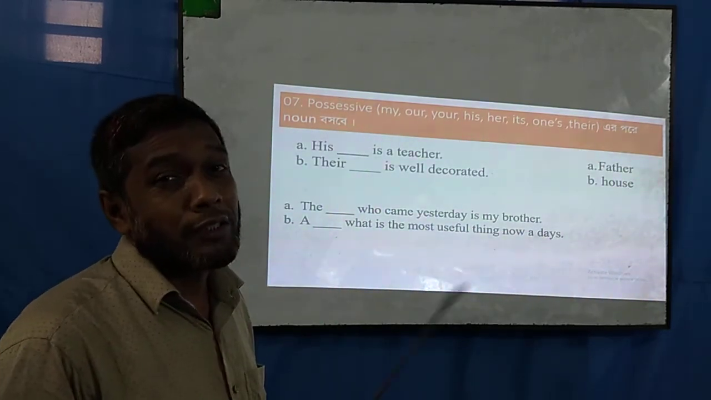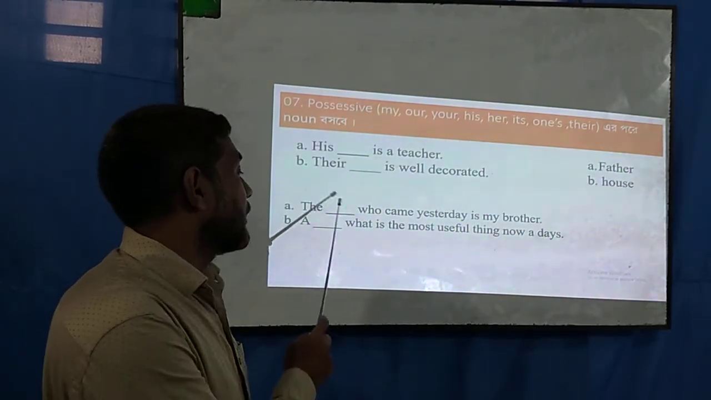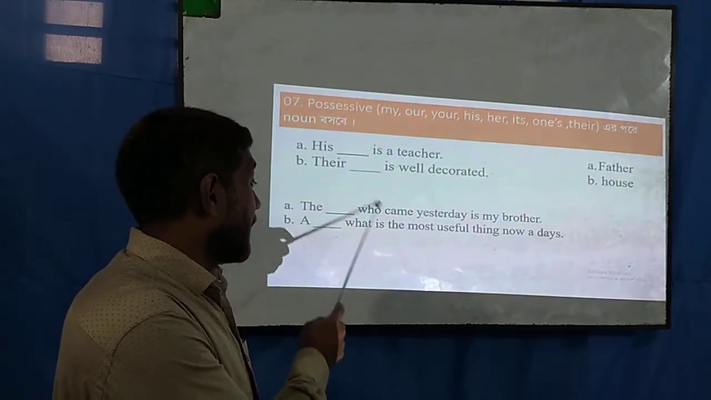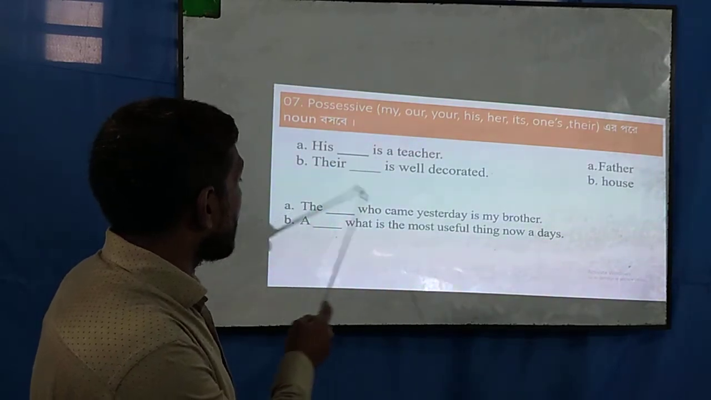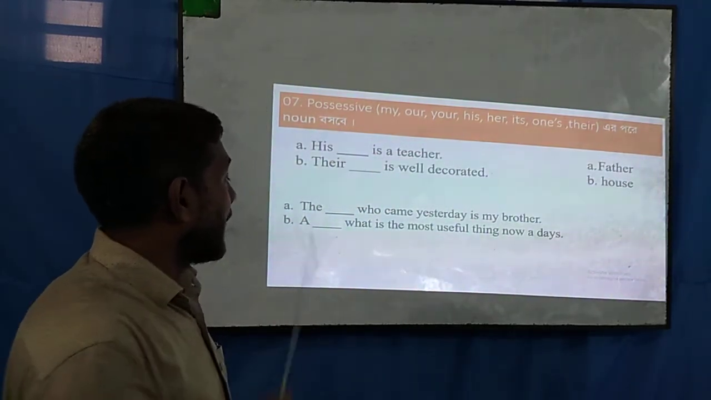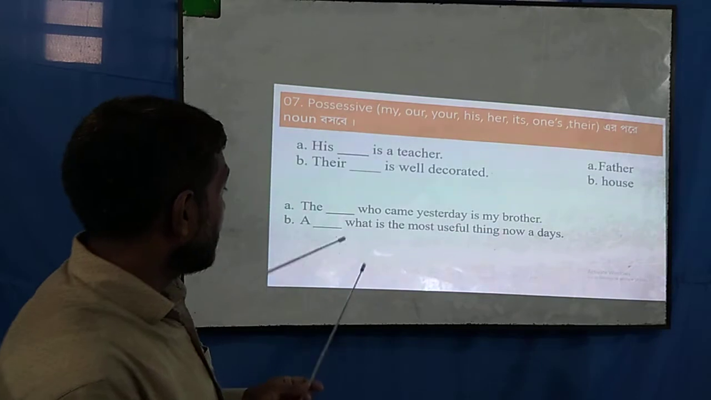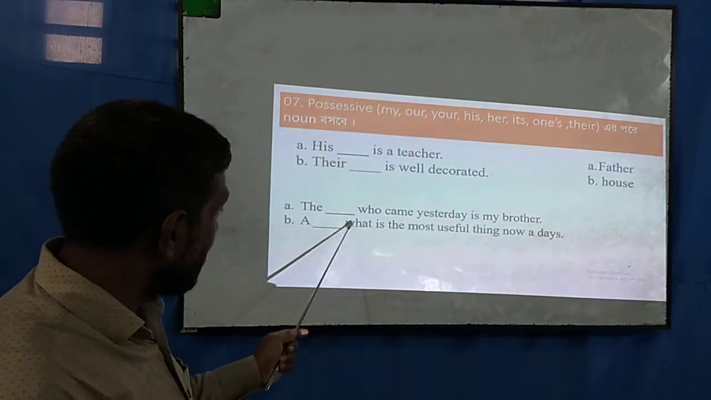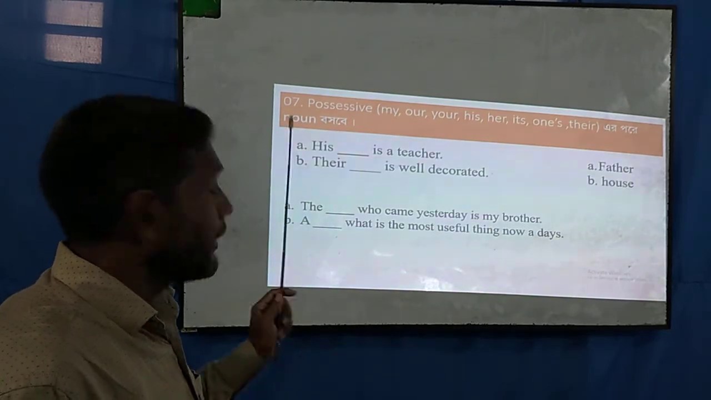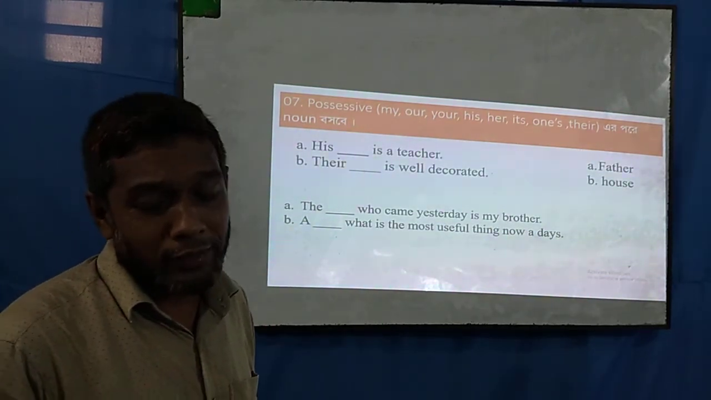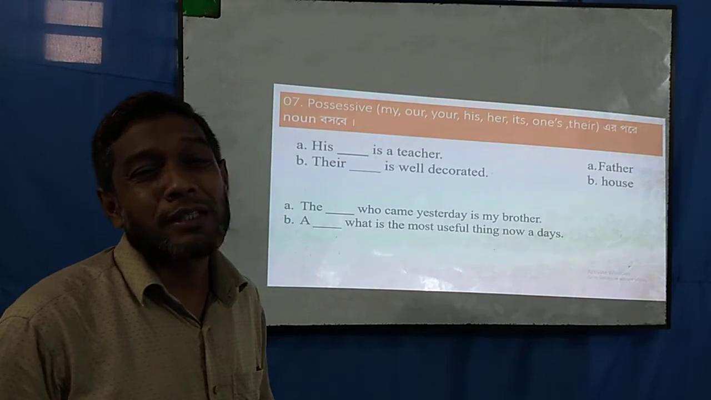A relative pronoun is preceded by an antecedent. Without an antecedent, a relative pronoun cannot be used. So from these two clues, I can understand I should use a noun here. Again, this is also another relative pronoun, so I must use an antecedent, and a noun can be an antecedent, or only a noun or pronoun can be an antecedent. Other parts of speech cannot be an antecedent.